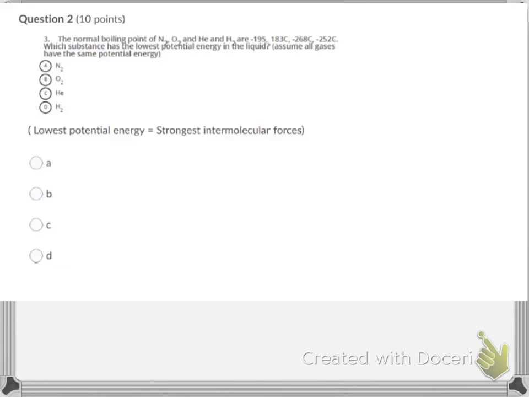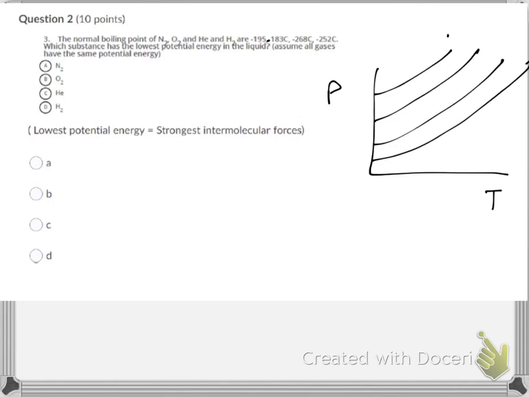All right, and so for this problem, the last one of the video, we're given some data about nitrogen, oxygen, helium, and hydrogen. Then we're asked to find out which substance has the lowest potential energy in the liquid. It really helps to draw a vapor pressure curve just to get an idea in terms of potential energy. This will help us organize our thoughts.